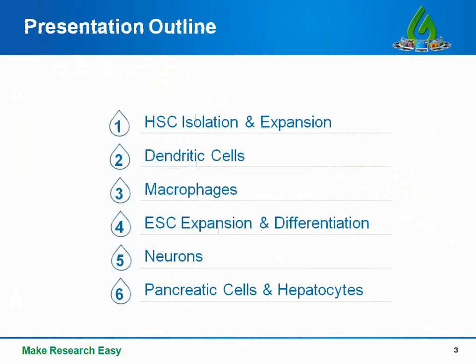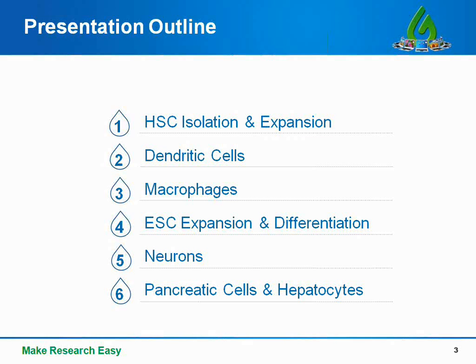So this next slide gives a nice overview on the topics I'll be covering today. First, I'll start out with a very broad overview of collecting and expanding hematopoietic stem cells, which I'll refer to as HSCs throughout the rest of this talk. I will then give some specific tips and examples on how to optimize differentiation of HSCs into different types of dendritic cells and macrophages.